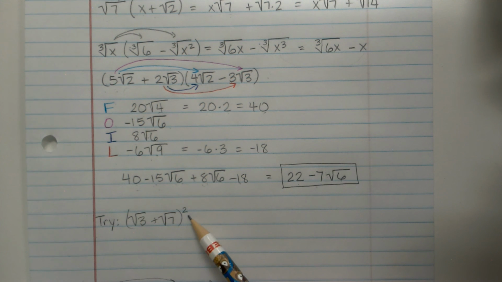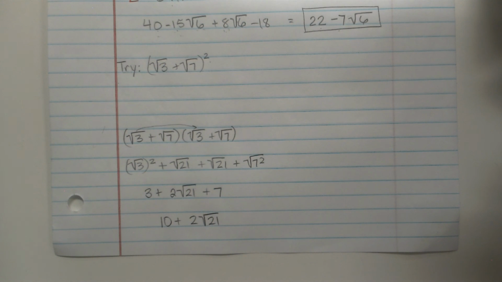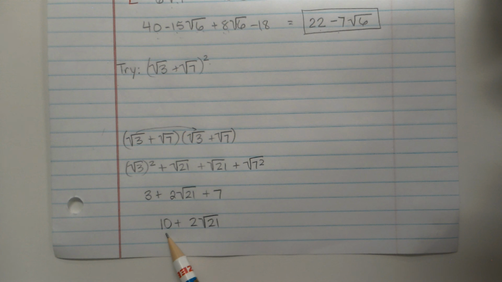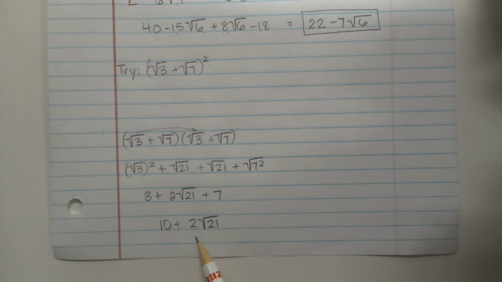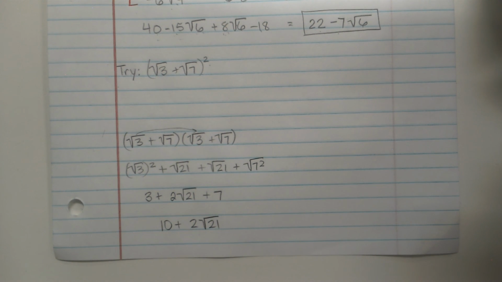Remember that anything squared means that times itself, even if it's a binomial. So we would rewrite it, and then we would FOIL it out, simplify, combine like terms, and this would be your answer. You typically write the real part before any irrational or radicals or anything like that. So typically the 10 would be written first, even though it's being added, and then anything with a radical would be second.